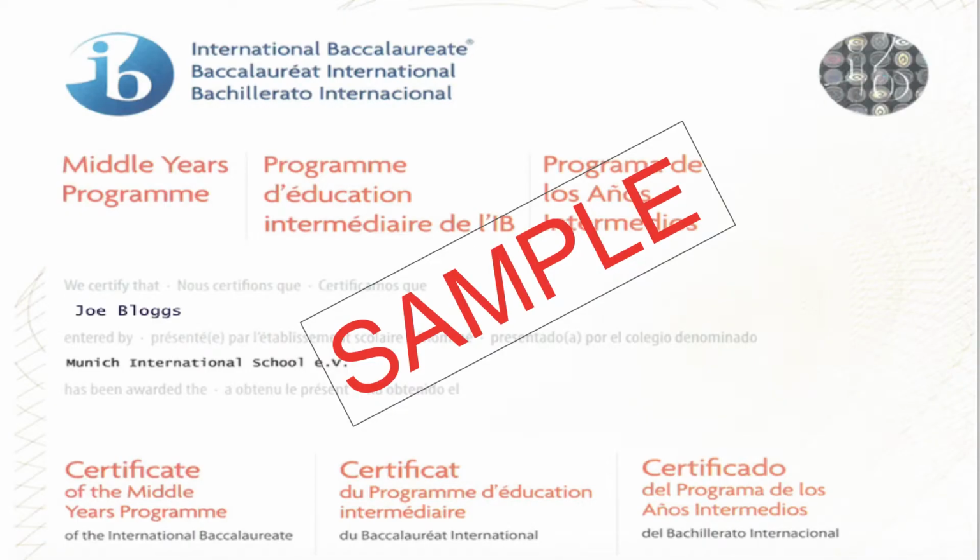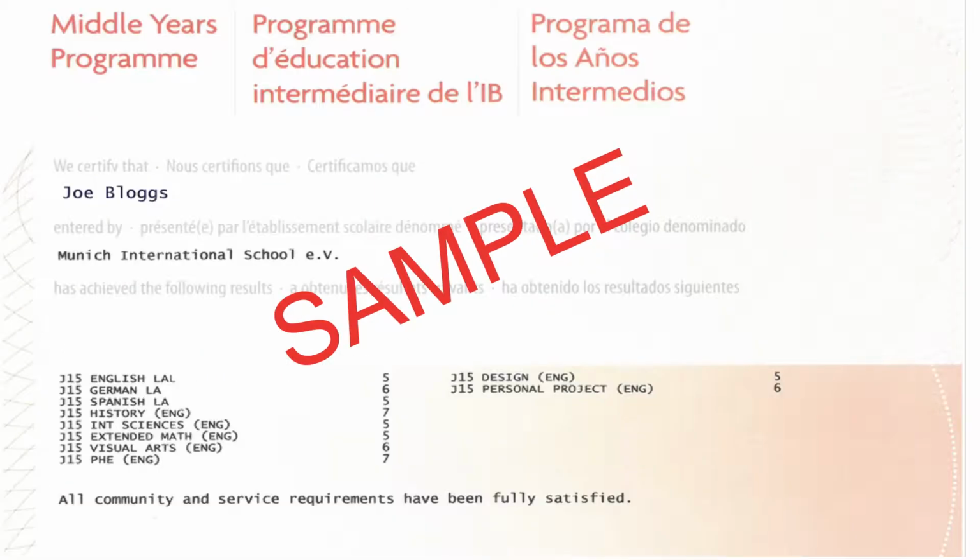Students will receive 2 documents from the IB. The first is the MYP certificate. Students will be awarded the certificate if they meet all the requirements. The requirements will be emailed to you. They're available for students on It's Learning, and there's a follow-up video with more information. The second document is called Course Results, and this shows the students' subjects and their final result as a 1 to 7 grade.